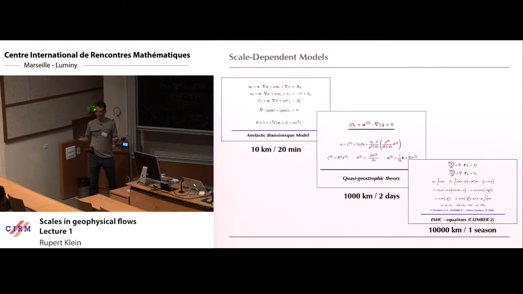Then if you go to the weather scales, a couple of days and thousands of kilometers, the world looks very different. Because what you have as the reference model for this scale, which was derived in the 40s and 50s of the last century, is the quasi-geostrophic equations, which have one scalar quantity Q that is called the potential vorticity, and it's a measure of the vertical component of rotation of the fluid.